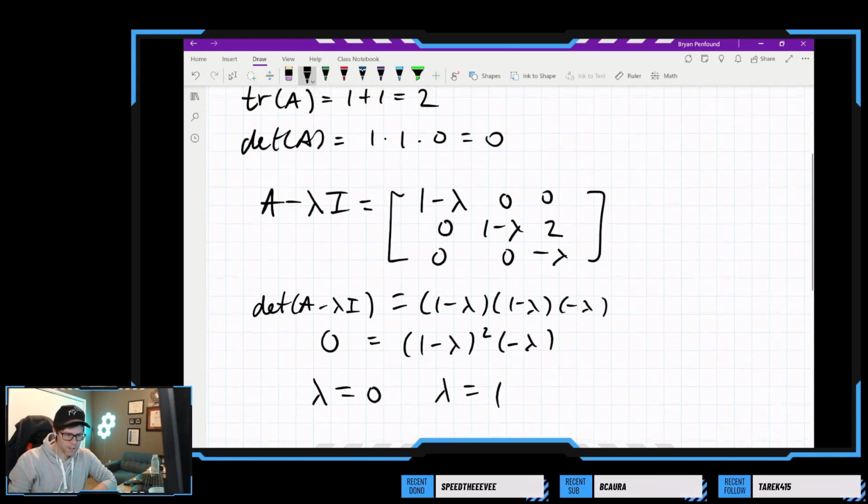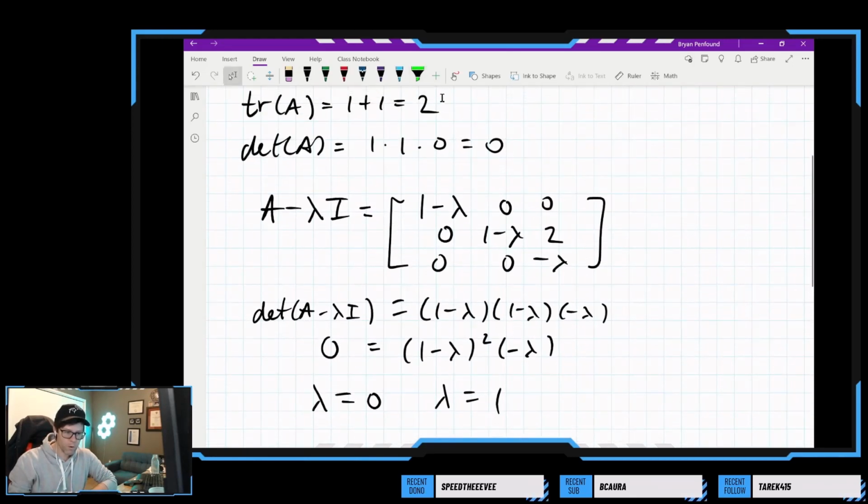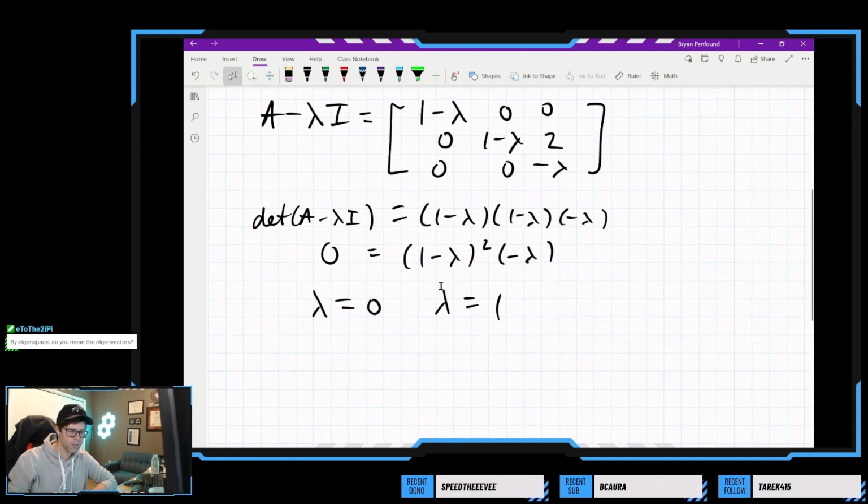And that makes sense because I know we've talked about this before. The trace of our initial matrix should be the sum of our eigenvalues, including the multiplicities. So 1 plus 1 plus 0. And the determinant should be the product of our eigenvalues, 1 times 1 times 0. So it does include the multiplicity. So everything looks good so far.